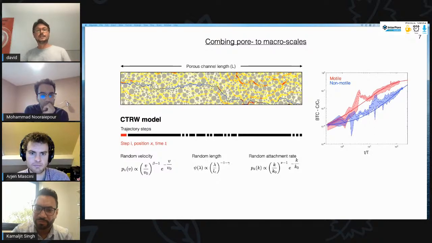Very briefly, within this mathematical framework, the travel time of each bacterium is computed from 3 parameters randomly chosen from the distribution. These parameters are the velocity that the cell is experiencing while being transported, the length at which the cell has a constant velocity, and the attachment rate.